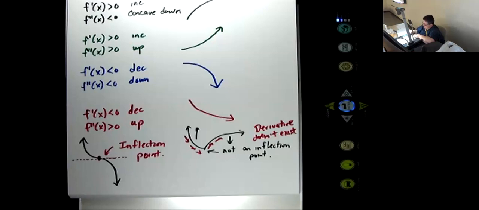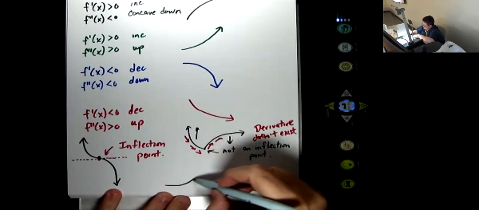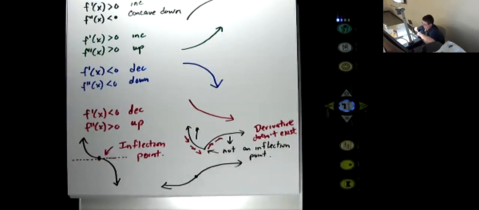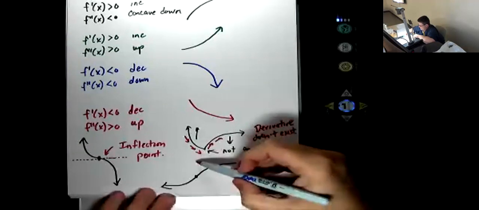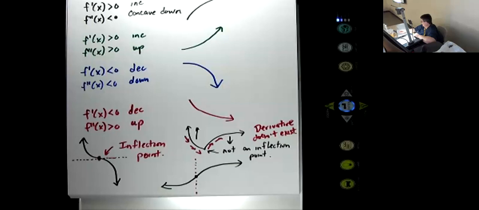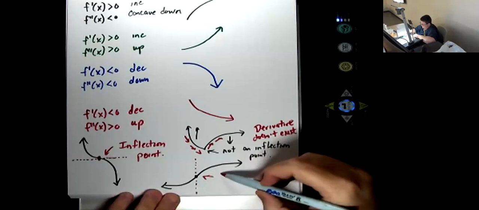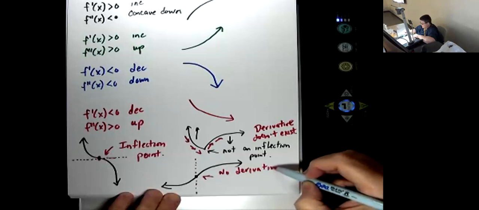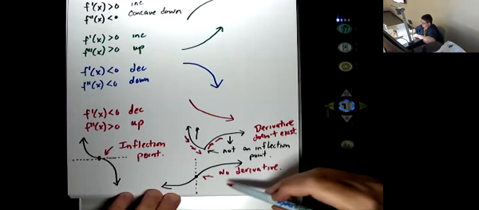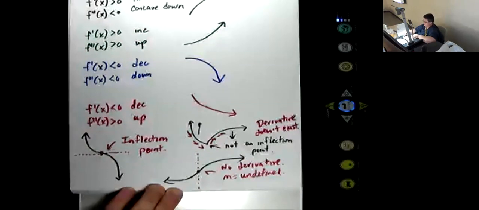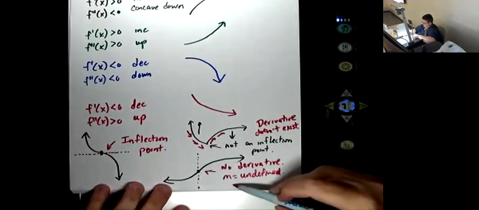We could also have a sideways graph that does something like this, where the tangent line here, the concavity looks like it's changing there. Well, the concavity is changing there, but the derivative doesn't exist here either, because slope is undefined. It's a vertical line.